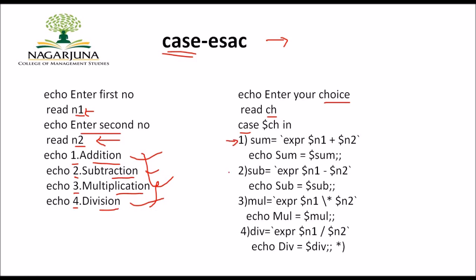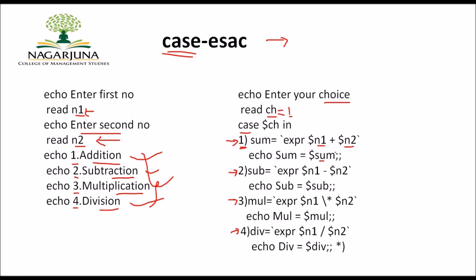1 is choice 1 to perform addition, this is your choice 2, this is your choice 3, and this is your choice 4. If your ch value is typed as 1, then what is the value of ch? 1. Yes, 1 exists. Since 1 is present, then it performs an addition operation of n1 and n2, and that value will be displayed.